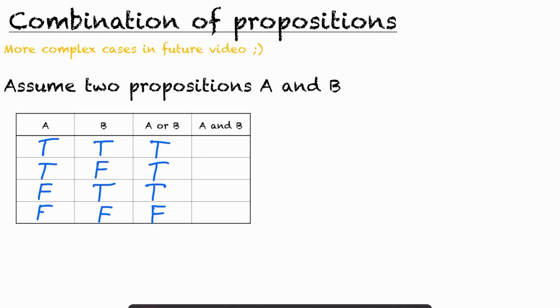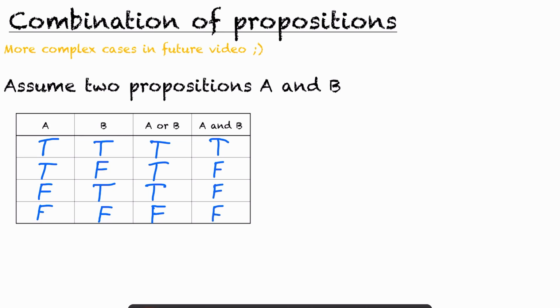Now let's look at the proposition A and B. In order for A and B to be true, both A and B need to be true individually. So this is only true if both A and B are true, and in all other cases this combination of propositions is false.